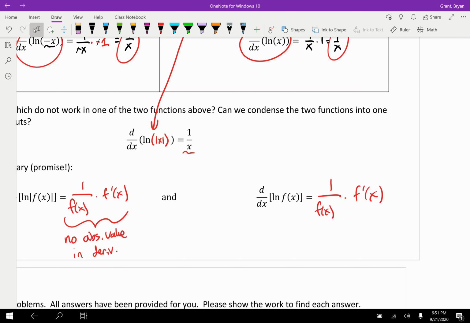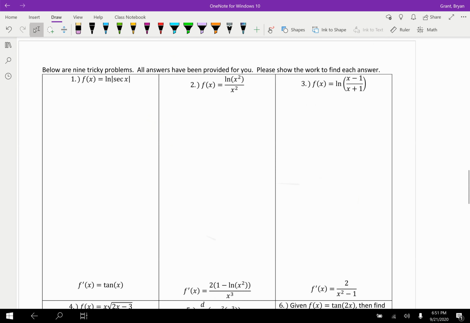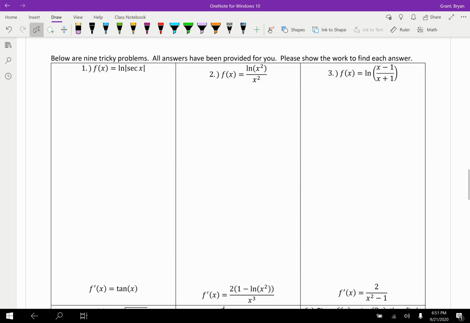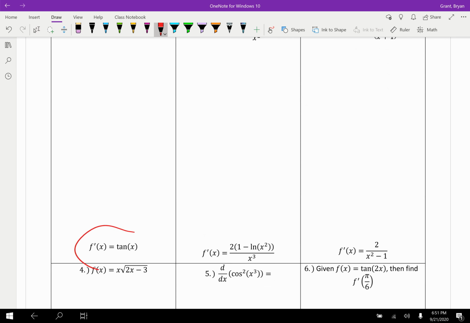Okay? Now, the last 2 pages of this are really for you to work through. There are 9 tricky problems here, and all the answers have been given to you, right? So it says find the derivative here, and the derivative is down here. There are 2 tricks to this. First, you need to be really confident with your derivative rules. Power rule, product rule, quotient rule, chain rule, trig functions, natural log, e to the x, exponentials. Oh, we don't know exponentials, but you get the idea.